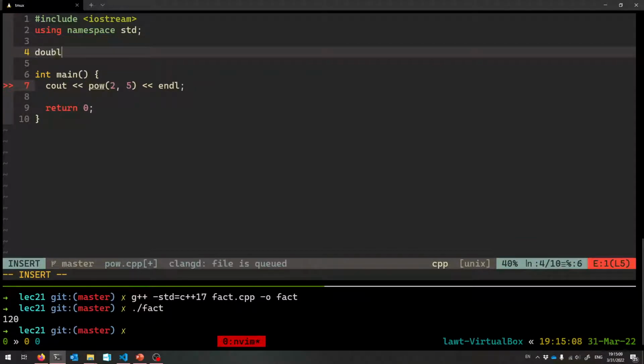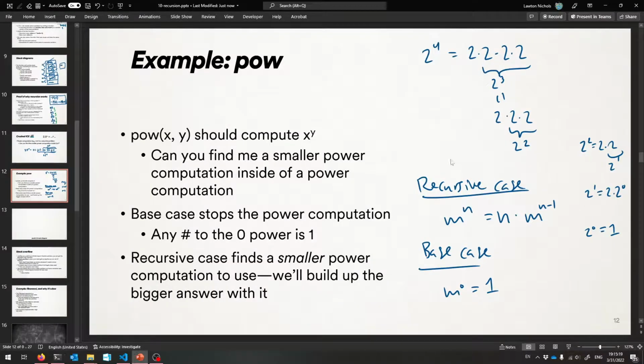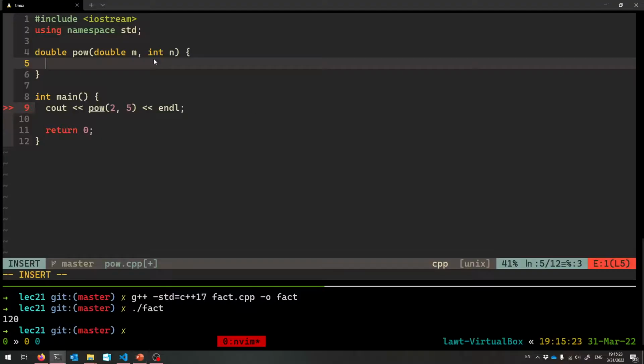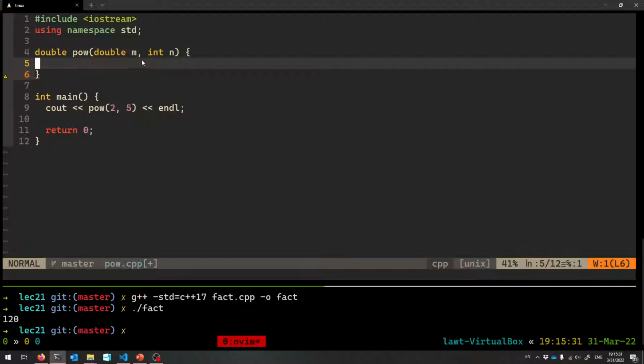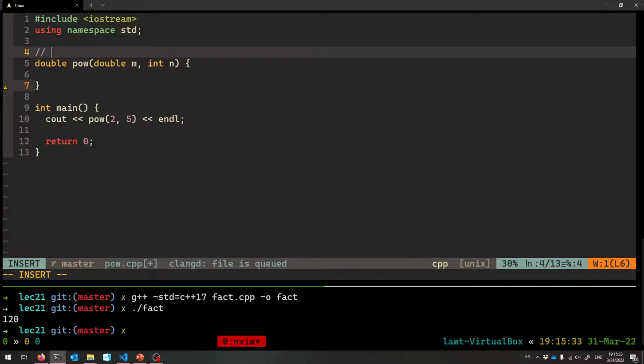I guess technically this could be double. It could return a double. It could take a double m, but the power needs to be an integer. We can't do fractional things here. So we can technically take a double as the thing that we're taking the power of, but the power itself must be an integer. It's got to be a whole number. So our goal is to return m to the power of n.